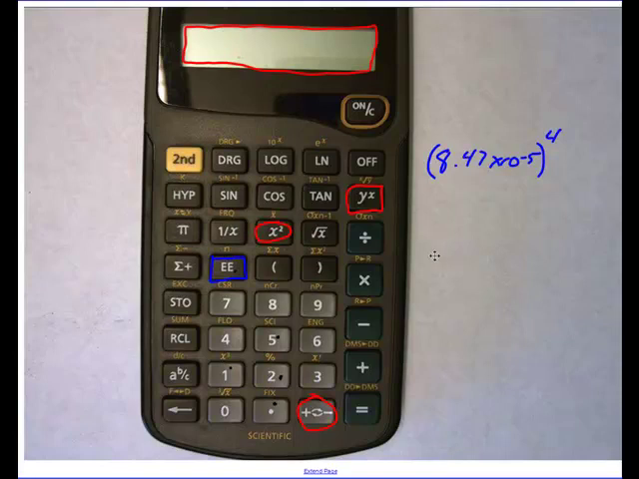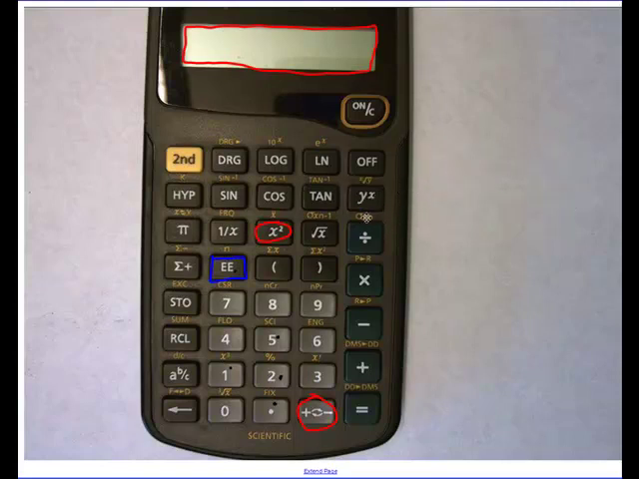All right, this is what I get. 5.148 times 10 to the negative 17th. Hopefully you got that. If you didn't, again, don't worry about it. We're going to practice this in class tomorrow, but this is going to give you a nice little head start on this stuff.